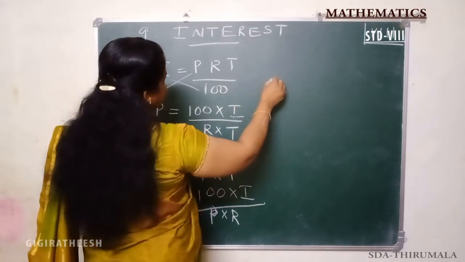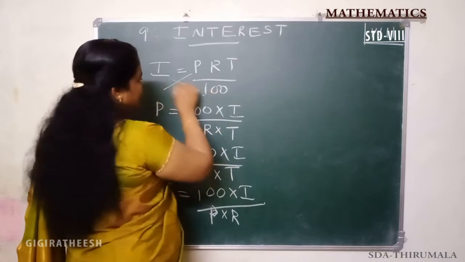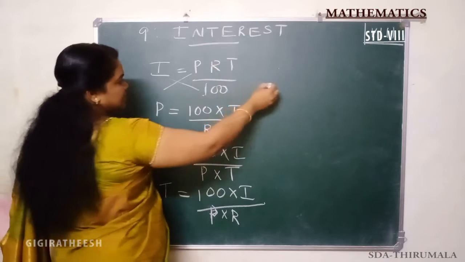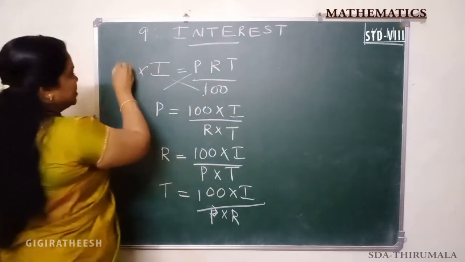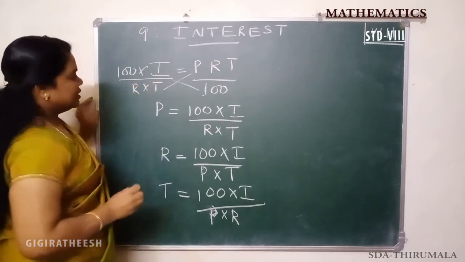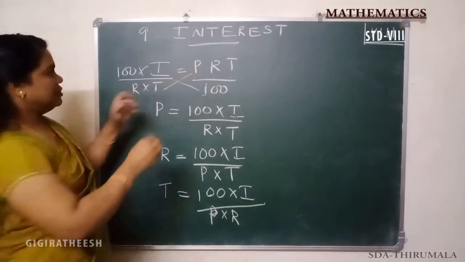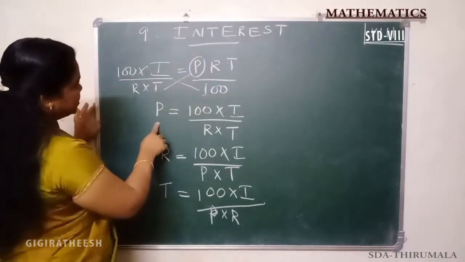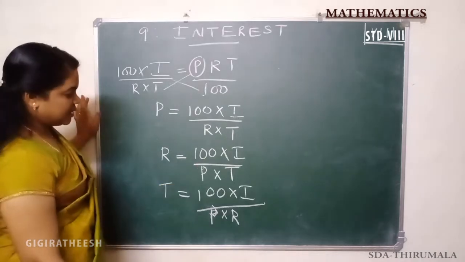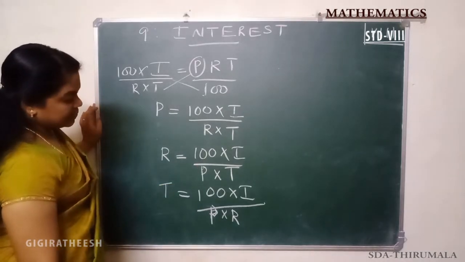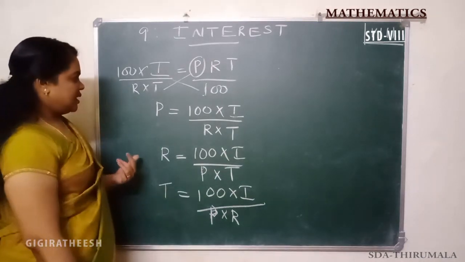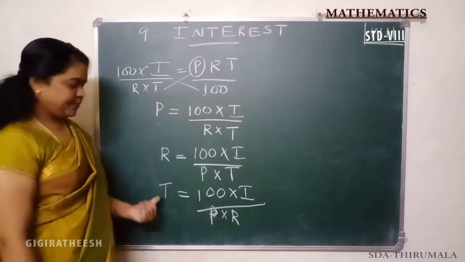Similarly, R is equal to 100 into I divided by P into T. Cross multiplying, the 100 goes to the left side, and the other terms come to the denominator. So P is equal to 100 into I by R into T, R is equal to 100 into I by P into T, and T is equal to 100 into I by P into R. These are the formulas for calculating simple interest, principal, rate, and time.